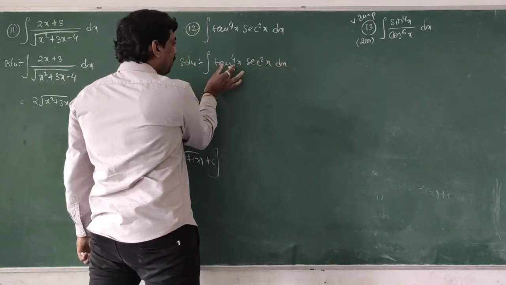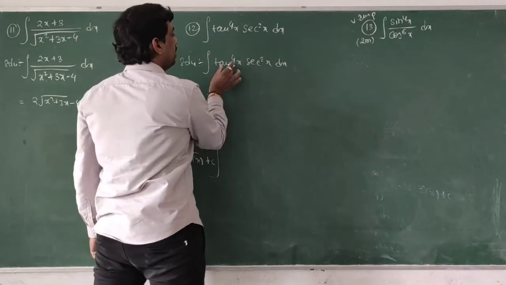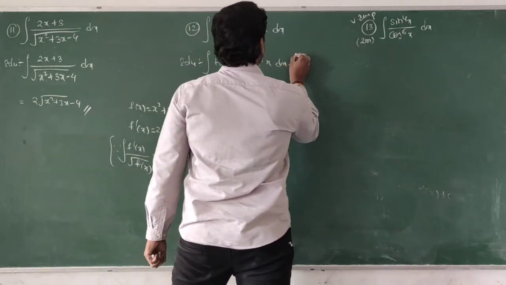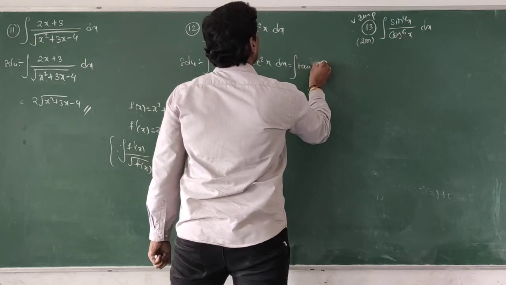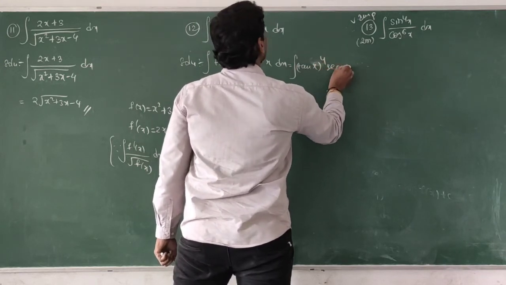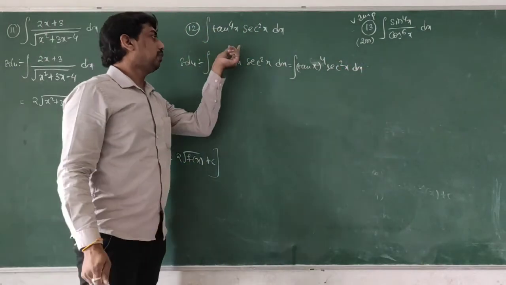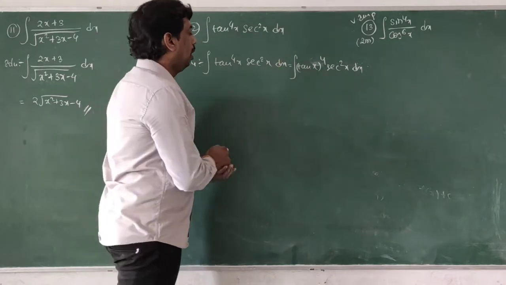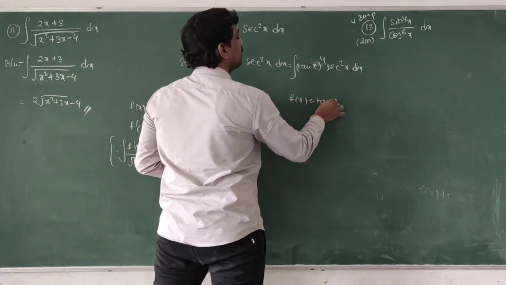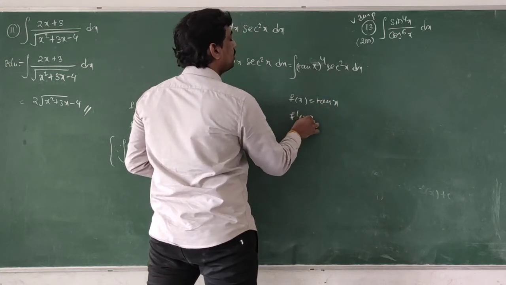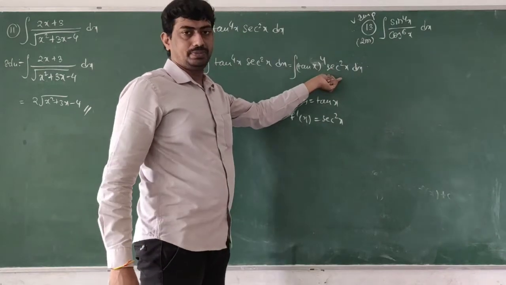Here, if we take tan x as f of x, then tan power 4 x can be written as tan power 4 x into secant square x dx, or not? Yes. Now, let f of x equal tan x. What is the derivative of f of x? Secant square x, which is the product.